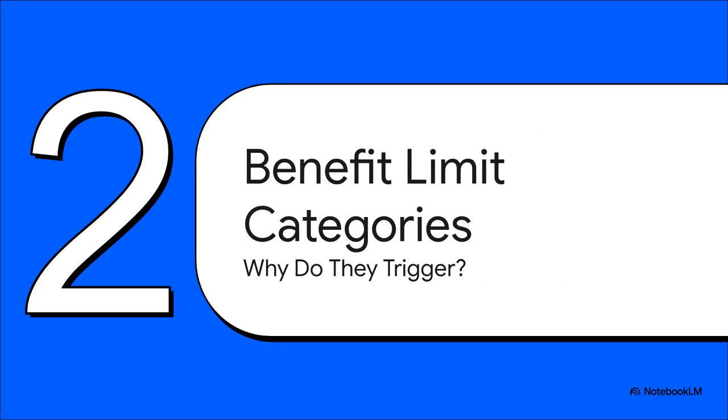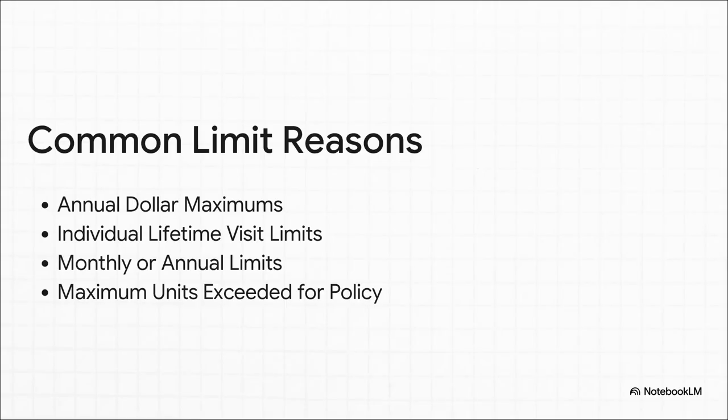Moving right along to Section 2, Categories of Benefit Limits. Insurance companies don't just blindly cut off funding for no reason. They follow very strict policy guidelines. The denials you're seeing will typically fall into one of 4 common categories. First up, we've got annual benefit amounts, or dollar maximums. That basically caps the total dollars they'll pay out per year for certain services.